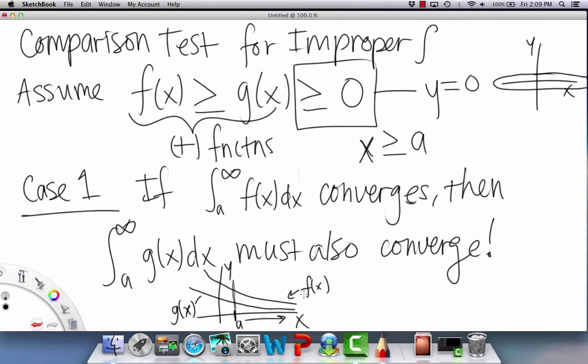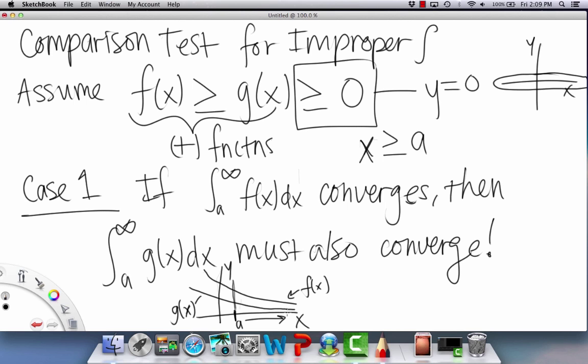What I like to do is think of the comparison test as another name for it, like the squeeze theorem, because g of x is in the middle of the sandwich. It can't go below the x-axis because these functions have to stay positive. Maybe they're really optimistic or something. And f of x is always supposed to be above g of x. So if f of x goes down, down, down, closer and closer to the x-axis, so must g of x.